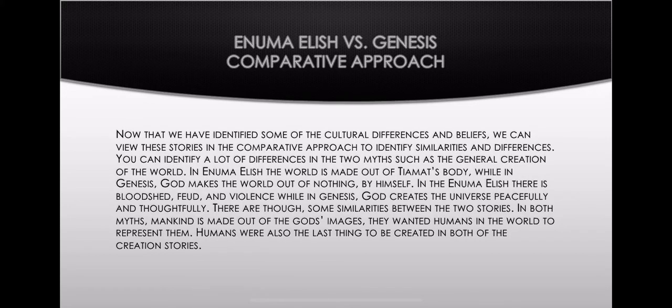Enuma Elish versus Genesis comparative approach. Now that we've identified some of the cultural differences and beliefs, we can view these stories in a comparative approach to identify similarities and differences. You can identify a lot of differences in the two myths, such as the general creation of the world. In Enuma Elish, the world is made out of Tiamat's body, while in Genesis, God makes the world out of nothing, by himself. In Enuma Elish, there's bloodshed, feud, and violence, while in Genesis, God creates the universe somewhat peacefully and thoughtfully.